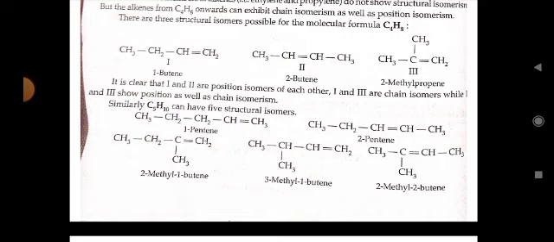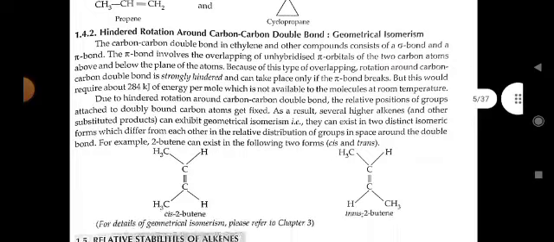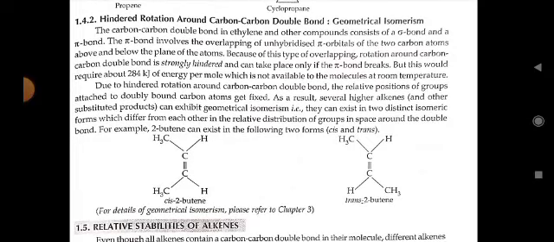Similarly, C5H10 can have 5 structural isomers: 2-methyl-1-butene, 1-pentene, 3-methyl-1-butene, 2-pentene, 2-methyl-2-butene. Alkenes also show ring-chain isomerism with cycloalkanes, for example, propene and cyclopropane. Hindered rotation around carbon-carbon double bond, geometrical isomerism.